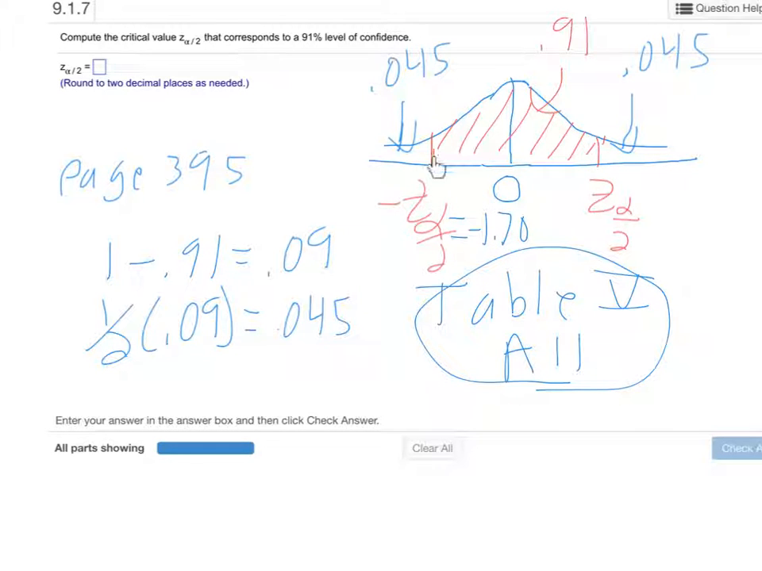Well, these two values are mirror images, so if that's negative 1.7, the value for this one would be positive 1.7. That's the answer we're looking for.